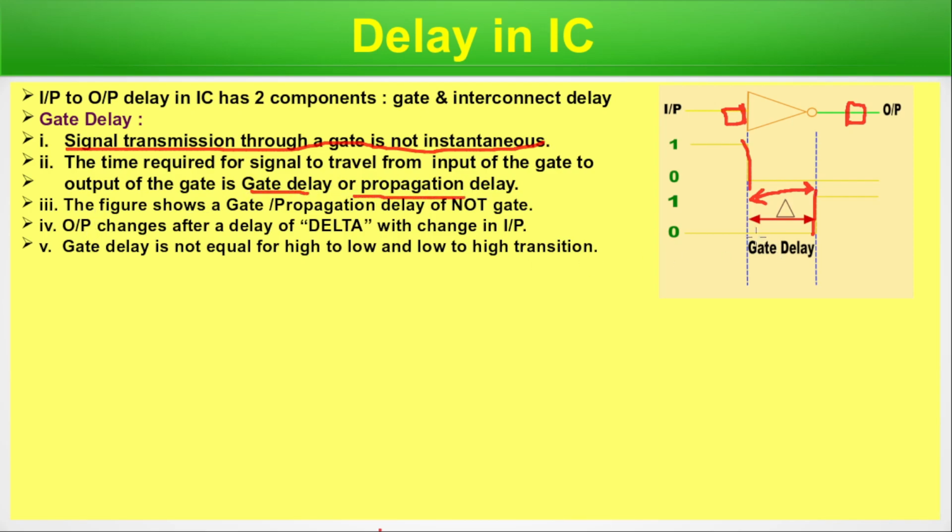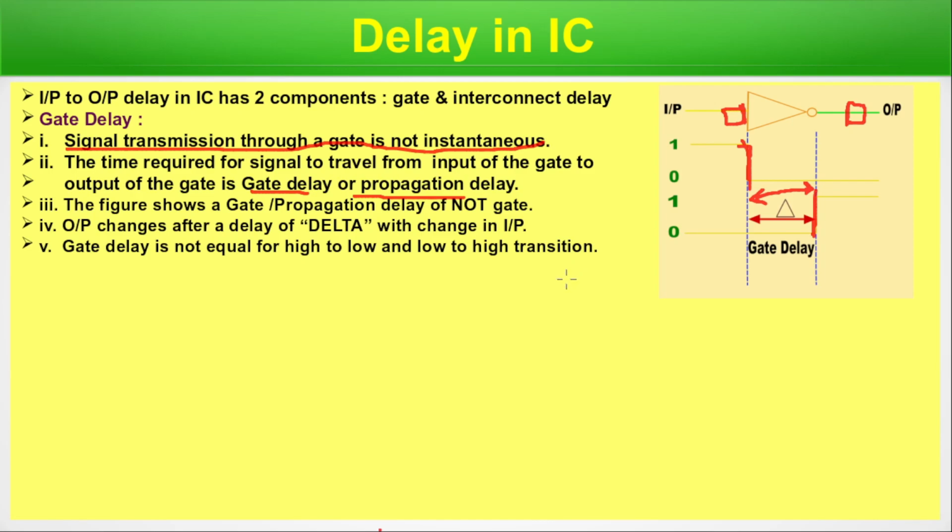The figure shows the gate or propagation delay of a NOT gate. The output changes after a delay of delta with a change in input. As we can see, gate delay is not equal for high to low and low to high transitions. The delay is not exactly the same. We will discuss it in some later episode. Today, we will mostly concentrate on wire delay or interconnect delay.